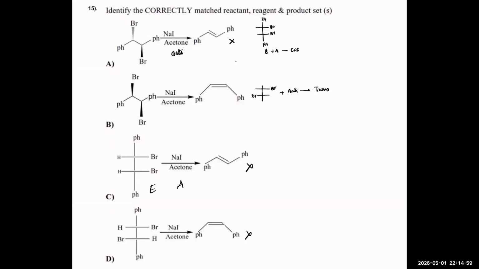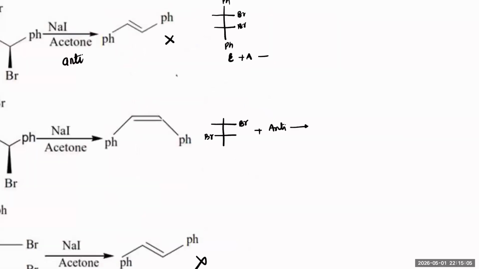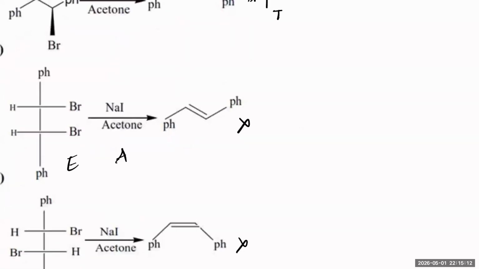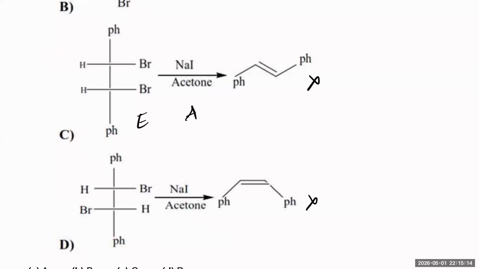Oh, sorry, I wrote it wrong. Erythro and anti is trans. Okay, sorry. Erythro and anti is trans, and threo and anti is cis. So this one is also correct. Okay, so all of them are correct.